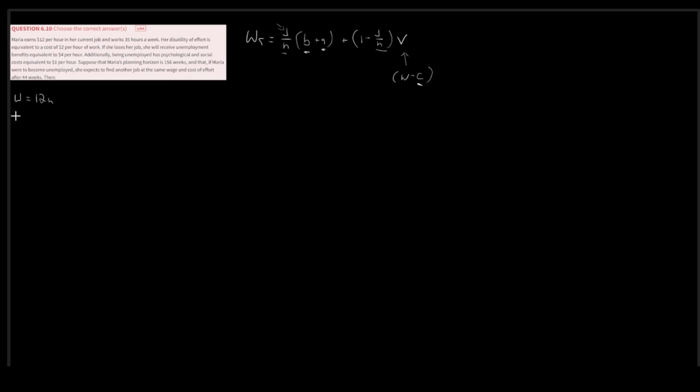Okay, so wage is $12 an hour with a cost of effort equal to $2 an hour. We then have an unemployment benefit. That is the benefit of being unemployed. That is equal to $4 an hour. And sorry, I should go HR because H is our horizon, and I don't want that to be confused there. We then have a disutility of being unemployed, and that's equivalent to $1 an hour.